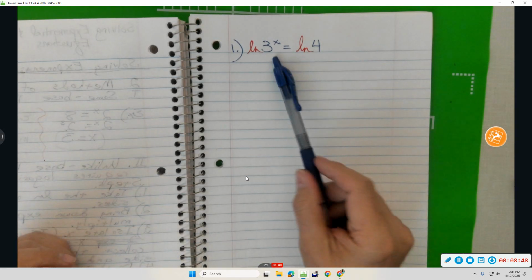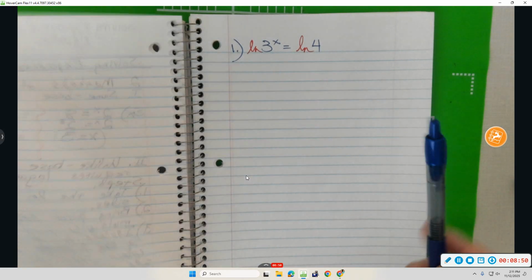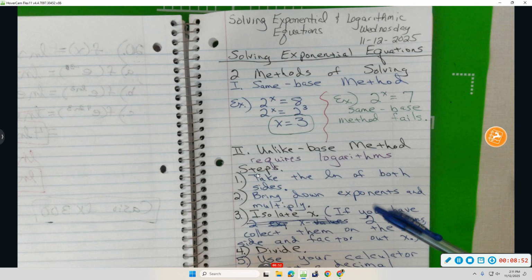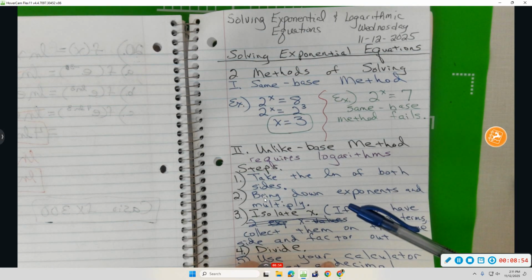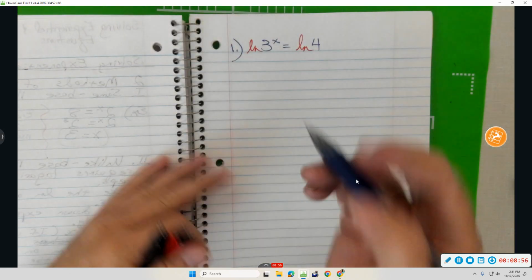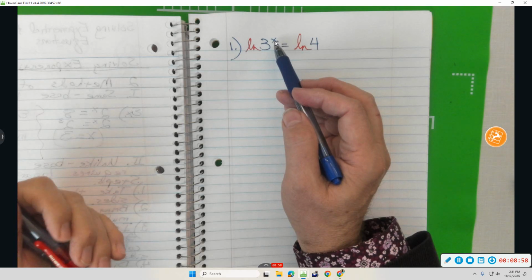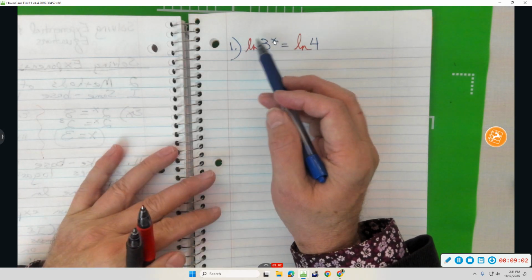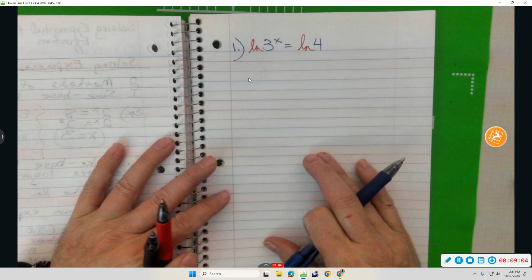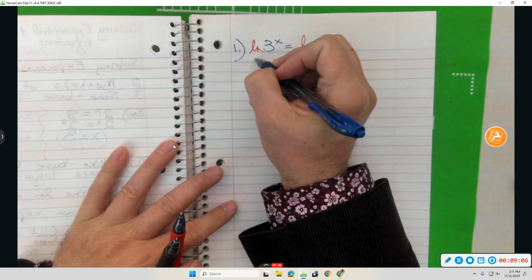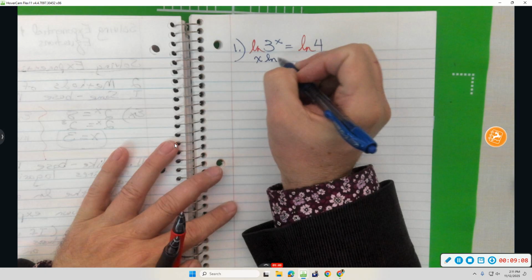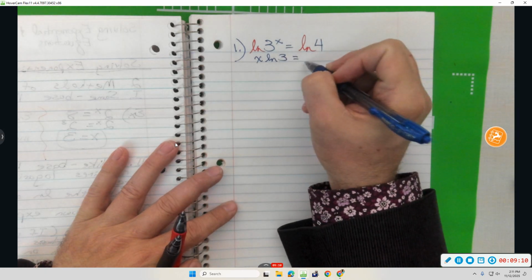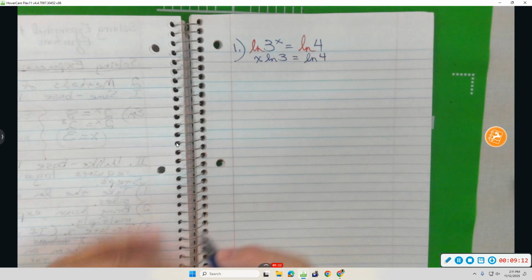So that's step 1. I took the natural log of both sides. Next step, bring down the exponents. The only exponent we have is x. So we take the exponent, bring it down, times the natural log of 3. So we have x times the natural log of 3 is equal to the natural log of 4.